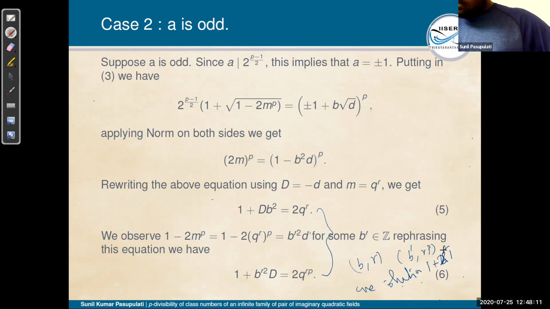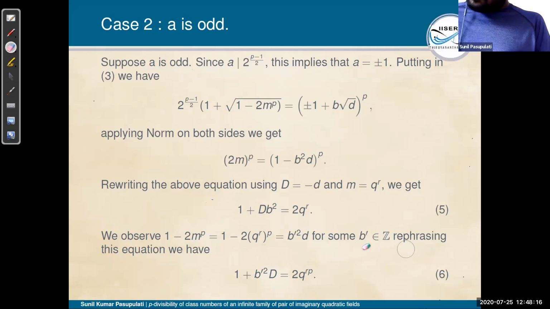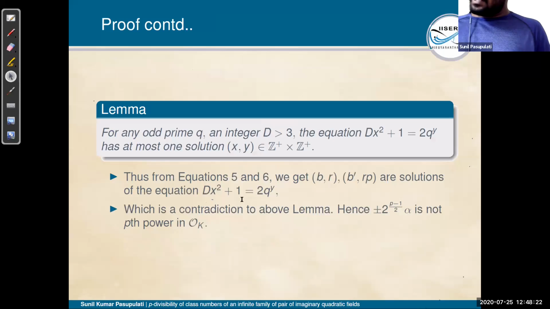Maybe I'll just change the slide. These two equations show that there are two solutions for dx square plus 1 is equal to 2 q power y. But actually this lemma is a simple consequence of the results of Saradha and Bugeaud, where it says that for any odd prime q and an integer d greater than 3, the equation dx square plus 1 is equal to 2 q power y has at most one solution.